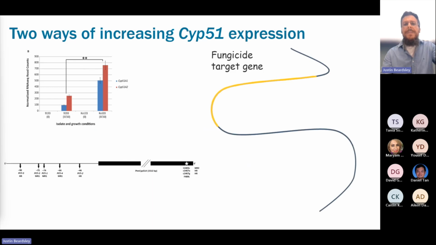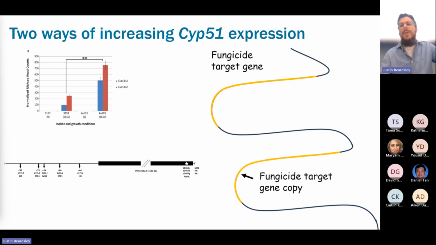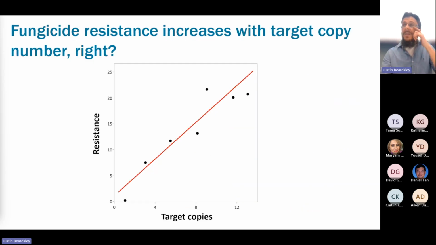But there is another way. That is basically just multiplying the number of targets, what we call copy number variants, right? So one fungicide target just gets duplicated throughout the genome. And this is a problem very often when these duplications are in tandem, right? So this is just a relationship between the target, the number of CYP51 copies in a genome, and the resistance level. And this is what you want to see.